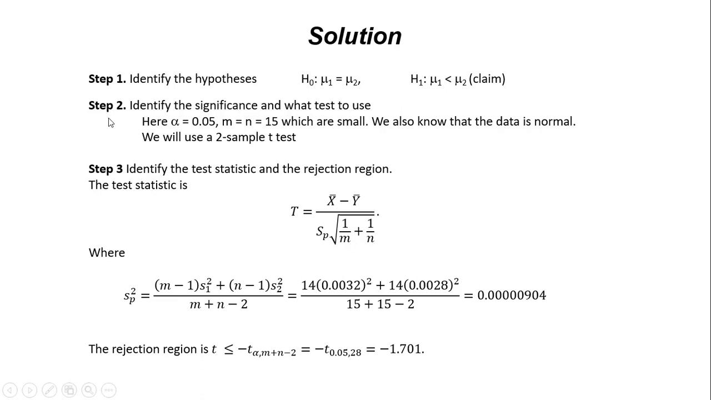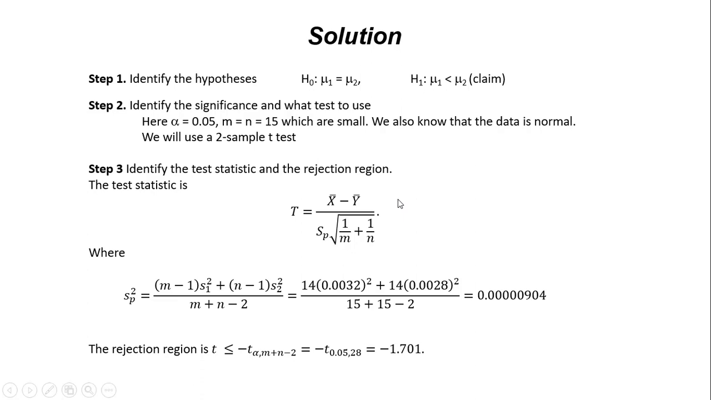Step 2, identify the significance and explain why you're using whatever test you choose. So here we know the significance, 0.05, given. I have sample sizes of 15, both samples. That's considered small. We also know the data is normal. So these are the conditions for a 2-sample t-test when we want to compare means.